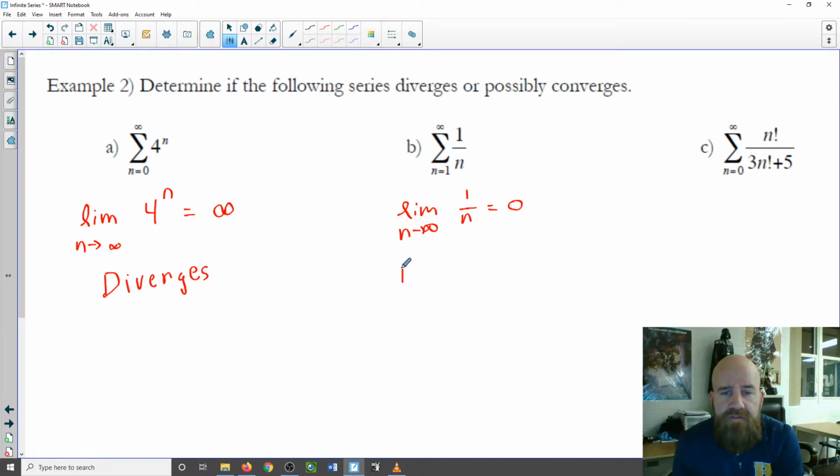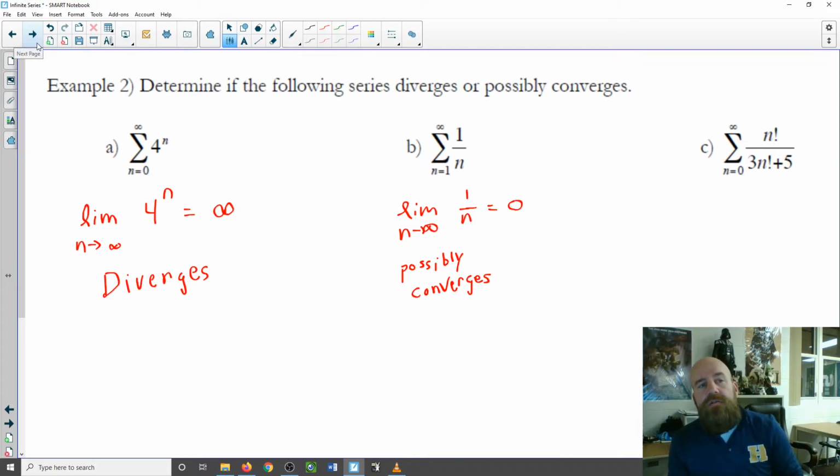So this possibly converges. So that's what we got to write. So from here, until we know other tests, this is what we're going to say. We're just going to say possibly converges, or possibly convergent. Okay? So again, anything but 0, we say diverges. If we get 0 for the limit, then we are possibly converging.